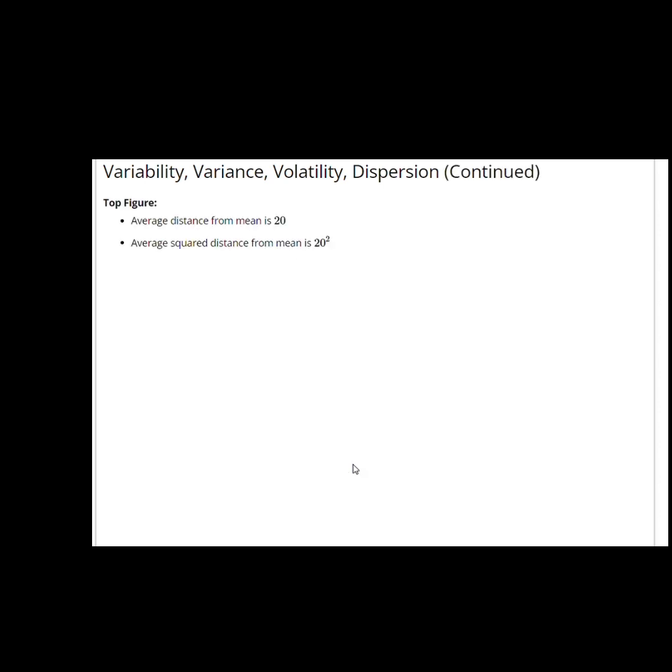To recap, in the first figure, the average distance from the mean is 20. The squared distance, 20 squared, or 400. In the middle figure, the average distance from the mean is 0, and the average squared distance, also 0. Whereas in the bottom figure, the average distance from the mean is 11, the average squared distance from the mean, 210. That clearly ranks the 3 figures in terms of their dispersion.